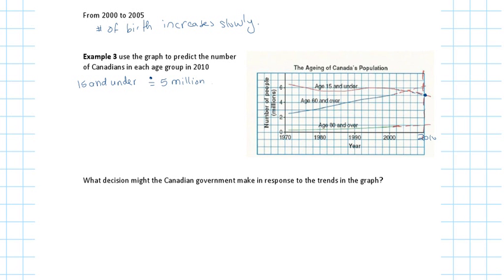How about the age 60 and over? It increases to about 6 million. 80 and over is about 1 million. We're just predicting how many people we have, predicting the number of Canadians in each age group.